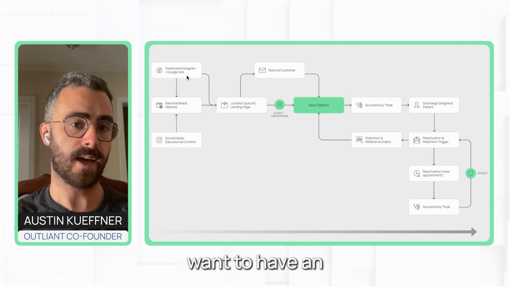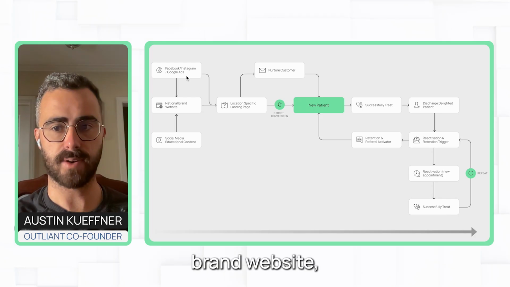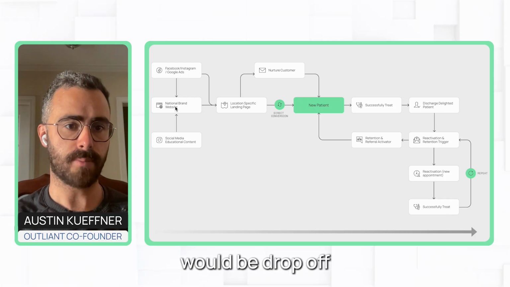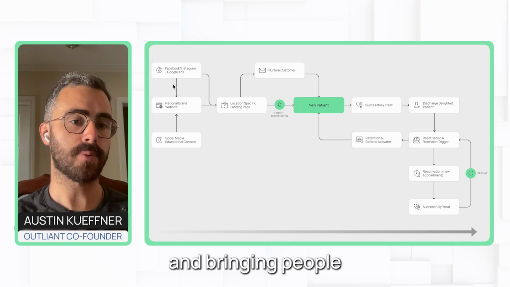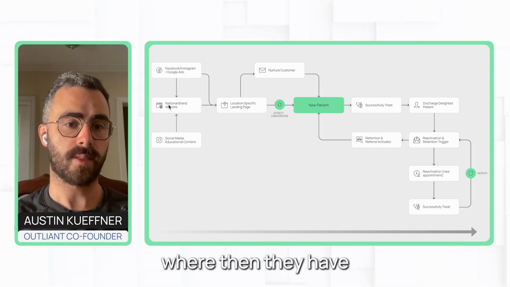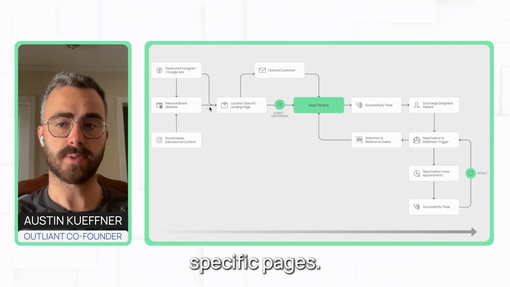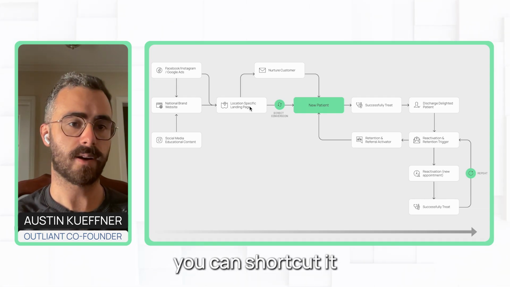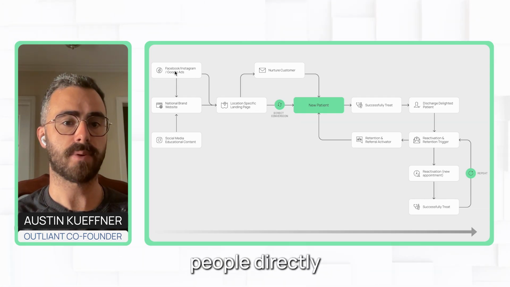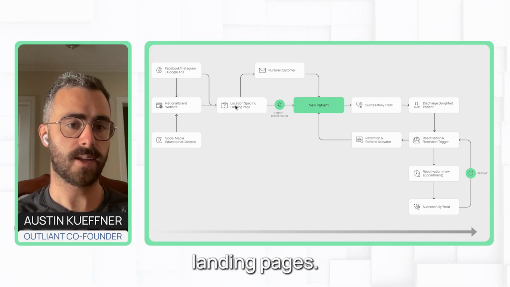You would not want to have an ad that brings people to your national brand website because there would be drop off in bringing people to your national brand website where then they have to find the location and get to the location specific landing pages. That's a lot of steps. So instead, you can shortcut it by running ads that just bring people directly to your location specific landing pages.